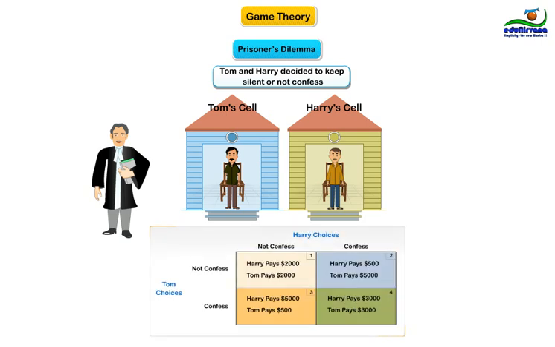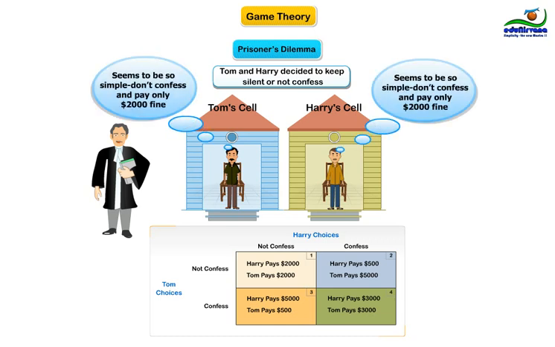Most people will say yes, arguing that Tom and Harry will now see that their better choice is to remain silent, so that each ends up with a $2,000 fine instead of a $3,000 fine. Let's assume this happens and Tom and Harry enter into an agreement to remain silent.